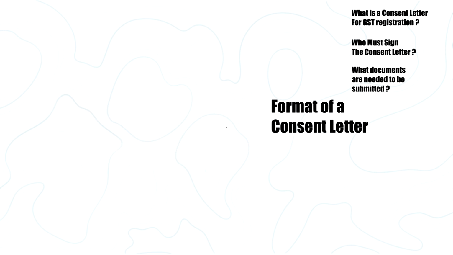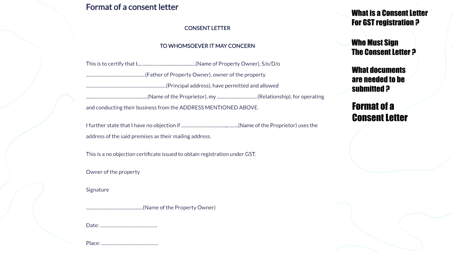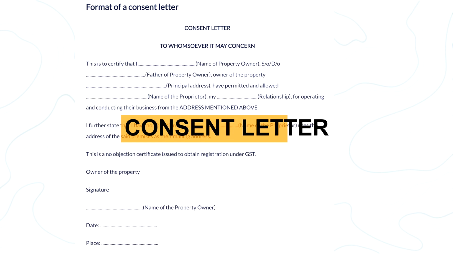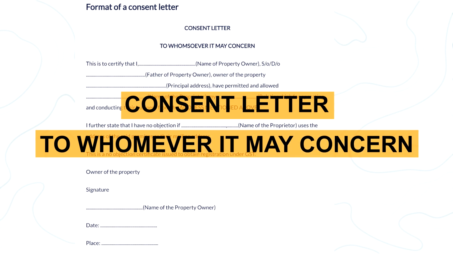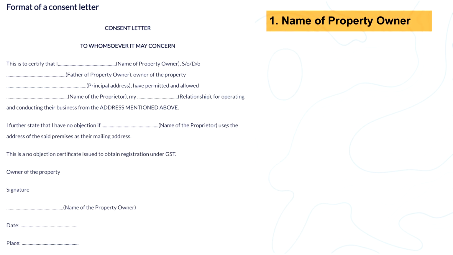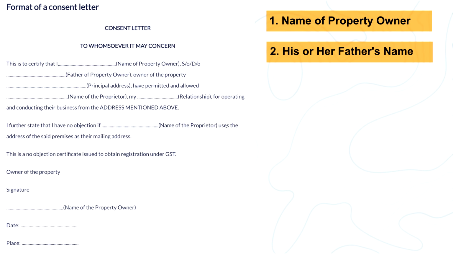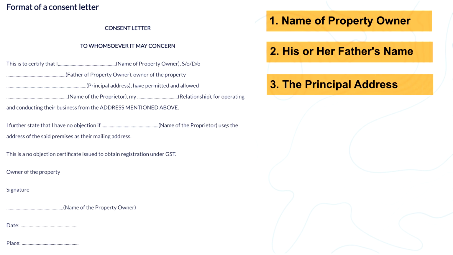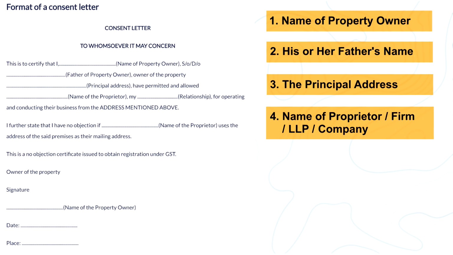Now, attached on the screen is a sample format of a consent letter. The consent letter must contain the title, which is consent letter for GST registration in this case, and the recipient, which if we do not know, we write to whomever it may concern. The consent letter must include: number 1, name of the property owner; number 2, his or her father's name; number 3, the principal address; number 4, the name of the proprietor in case of proprietorship, or the name of the firm or the company in the case of LLP or private limited company.